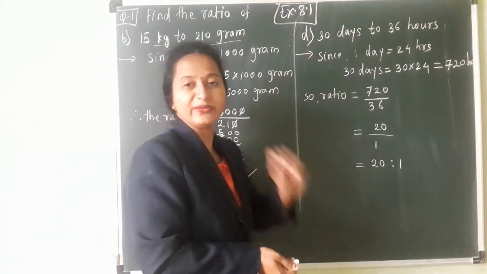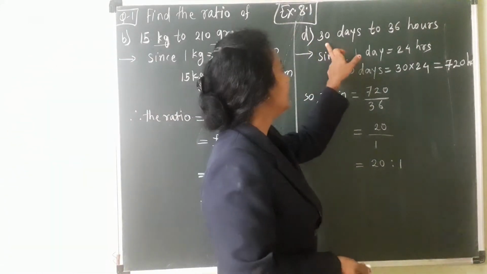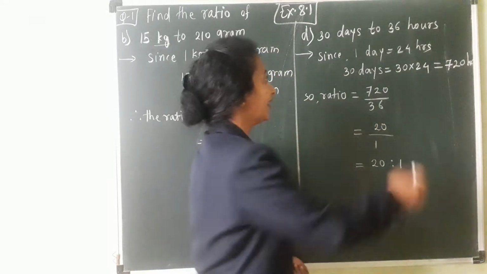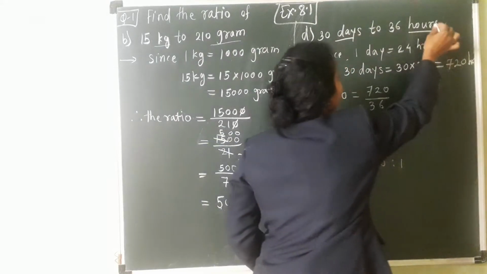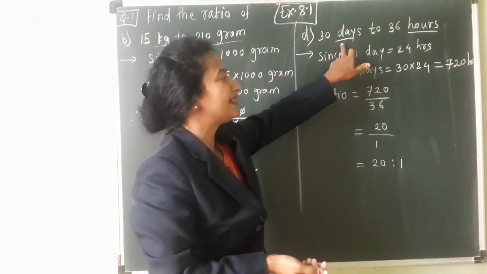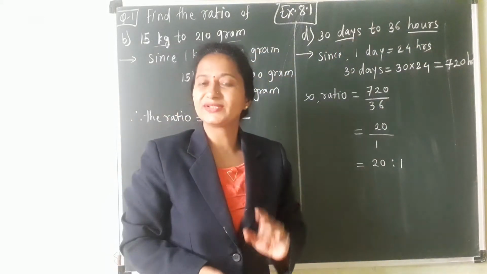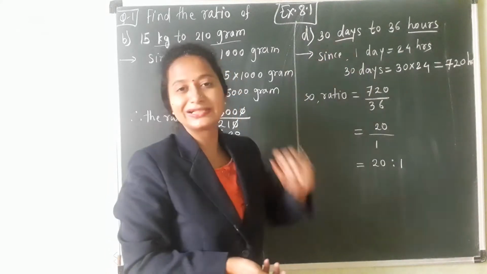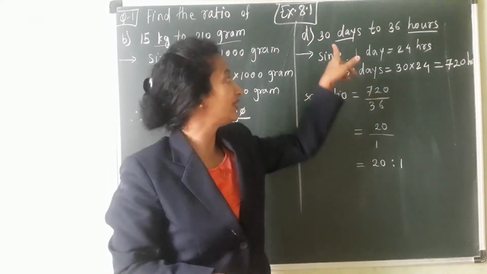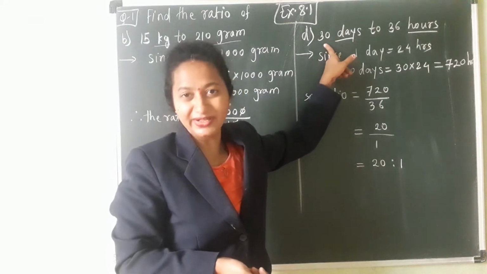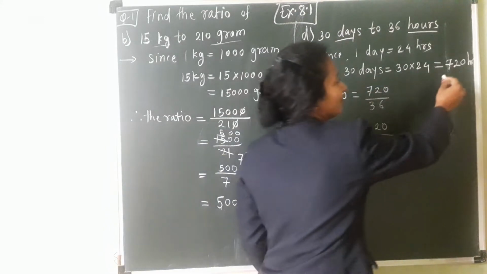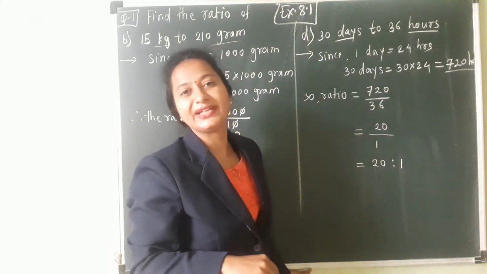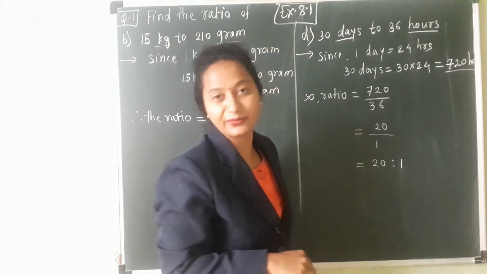One more sum from question number 1, that is D sum. It's 30 days to 36 hours. Again here the units are different, right? So we'll convert these days into hours, and everyone knows one day is equal to 24 hours. So obviously 30 days is equal to how many hours? This 30 will be multiplied by 24 hours. So the final answer will be 720 hours. That means 30 days is equal to 720 hours.